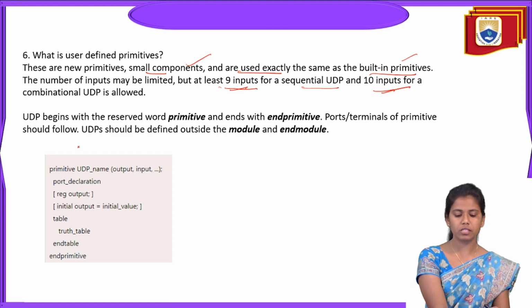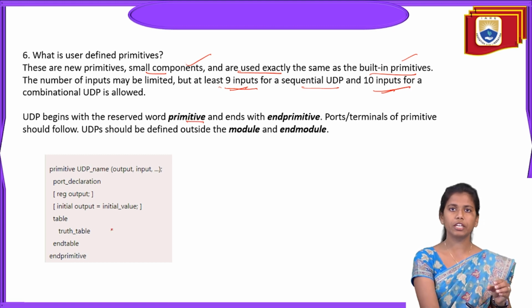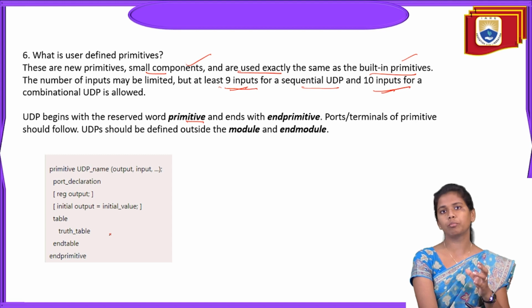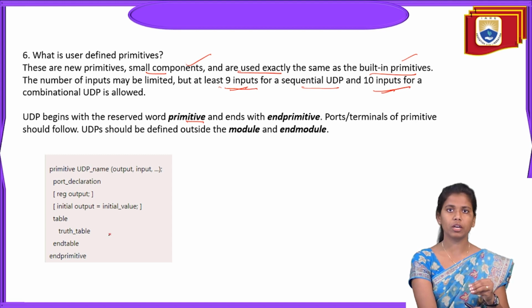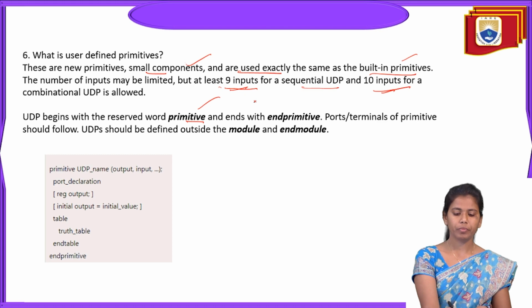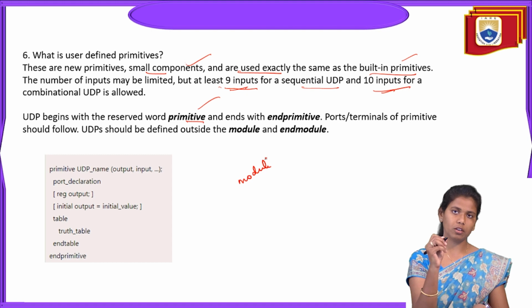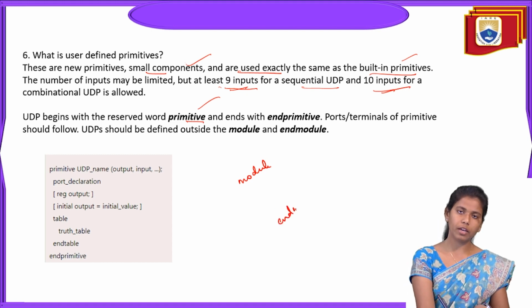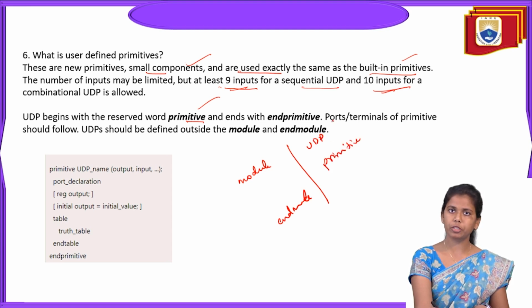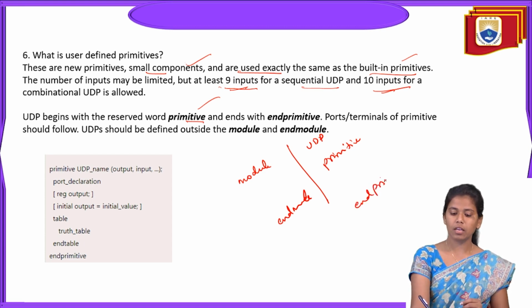A UDP begins with the reserved word primitive. When you are supposed to write a program with respect to user-defined primitives, you have to make sure the keyword you mention is primitive, and it should end with endprimitive. If you are starting your code with module, then you must end with endmodule. So in UDPs, if you are starting with primitive, then your code must end with endprimitive.